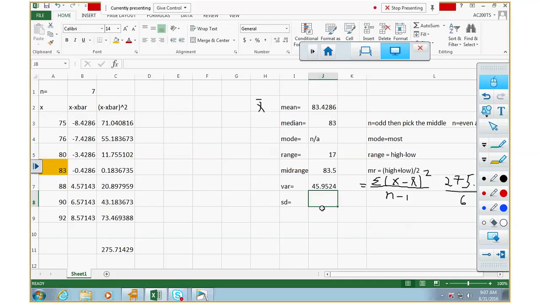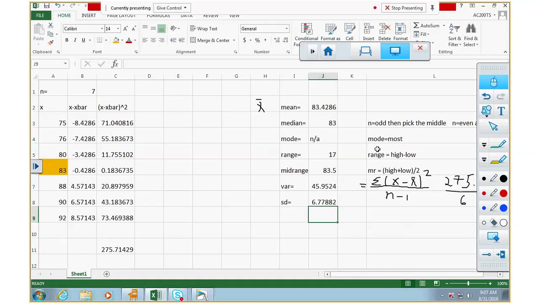Square root of 49 is 7, right? So the square root of 46 is going to be like 6.8, 6.7. So let's go ahead and raise it to the 0.5 power. 6.8.